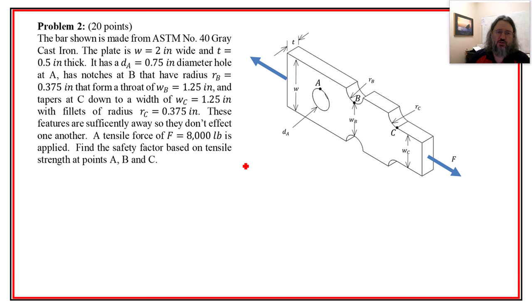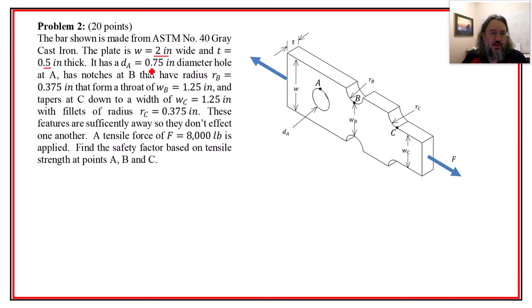All right, so here's problem 2. We want to do some stress concentrations, and I wanted 3 different types, right? So this is 1 bar that's got all these different things in it, and it's 2 inches wide, half an inch thick. Is that true? Half an inch thick? Boy, I feel like I made the thing thicker than that. No, it's half an inch thick.